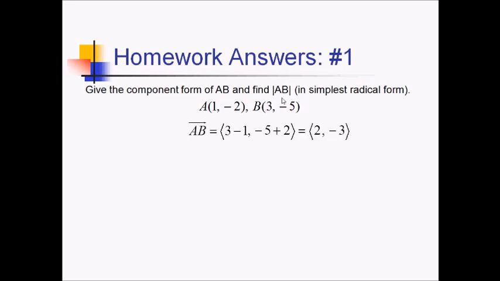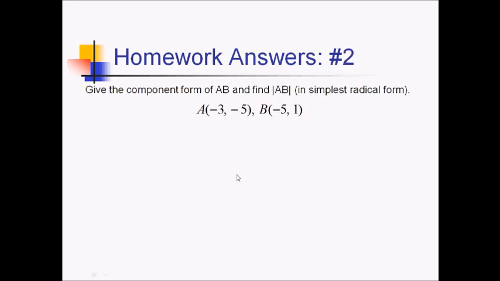And now to get the magnitude, we just have to Pythagorize this, find the Pythagorean theorem of this thing. So square root of 2 squared plus negative 3 quantities squared. This is going to be 4 plus 9, which is 13, and that's as simple as it gets, square root of 13.